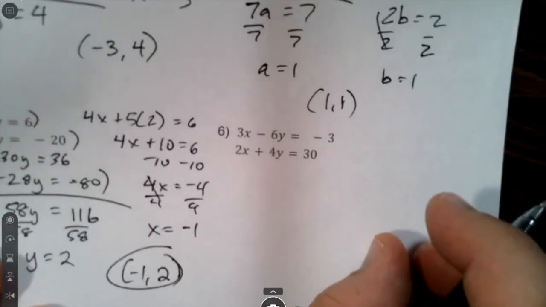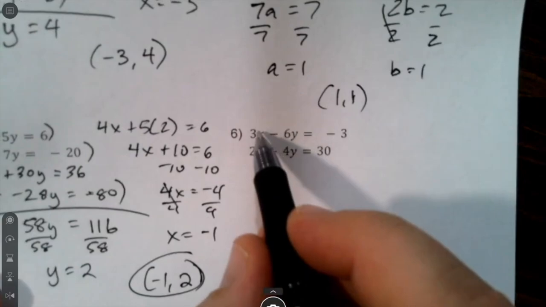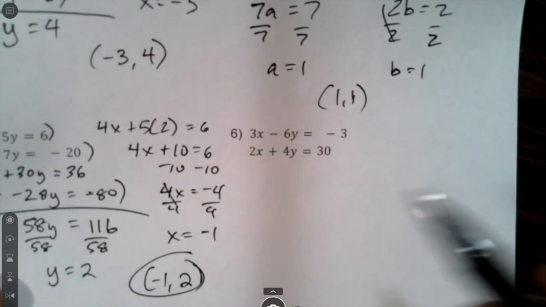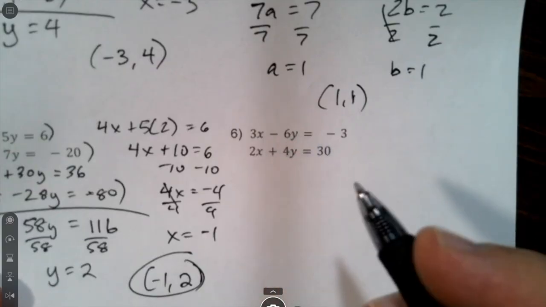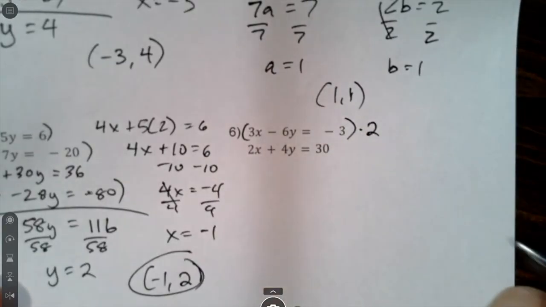Okay, last one. I'm going to try to go through this one quickly. Again, you can choose whether you're going to make the 3 and the 2 both turn into 6's, or whether the 6 and the 4 are going to turn into 12. So just for a little variety, let's make the 6 and the 4 both turn into 12. So to make a 6 turn into a 12, we need to multiply by 2.